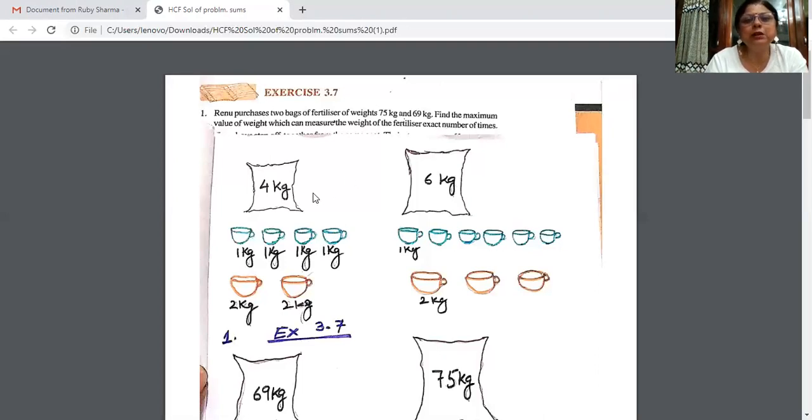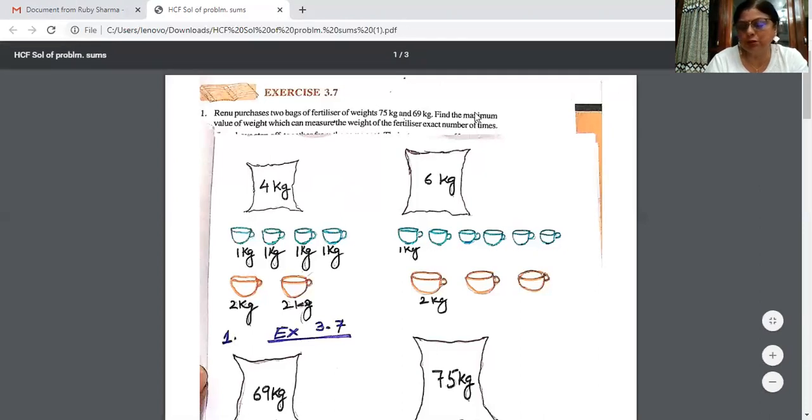Now they are asking you which capacity will measure both exact number of times. That means you have to find a common factor. So 1 kg will also measure, 2 kg will also measure. But now here this word maximum is important. Maximum means the greatest capacity you want.